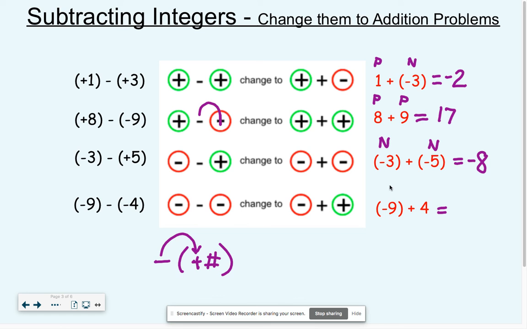And then because we have a negative and we have a positive, we need to find the difference between them. The difference between 9 and 4 is 5. Which one was bigger? 9 is bigger. 9 was negative, so our answer needs to be negative. Whichever one was bigger is what the symbol of your answer is. Let's try a few examples.